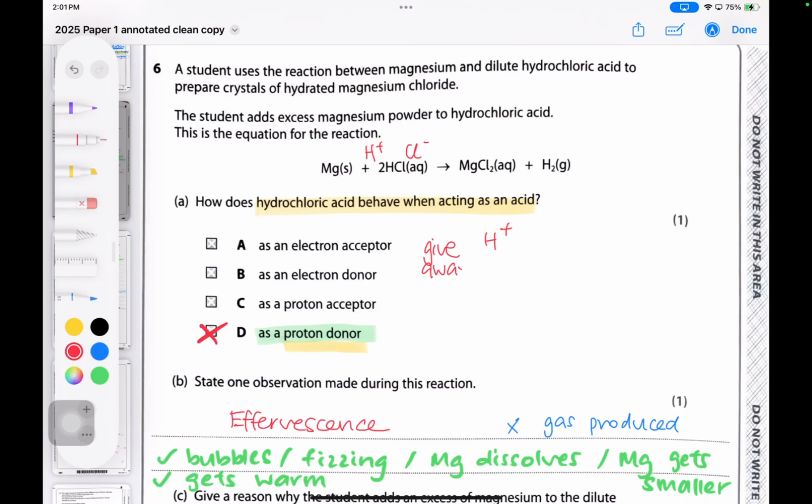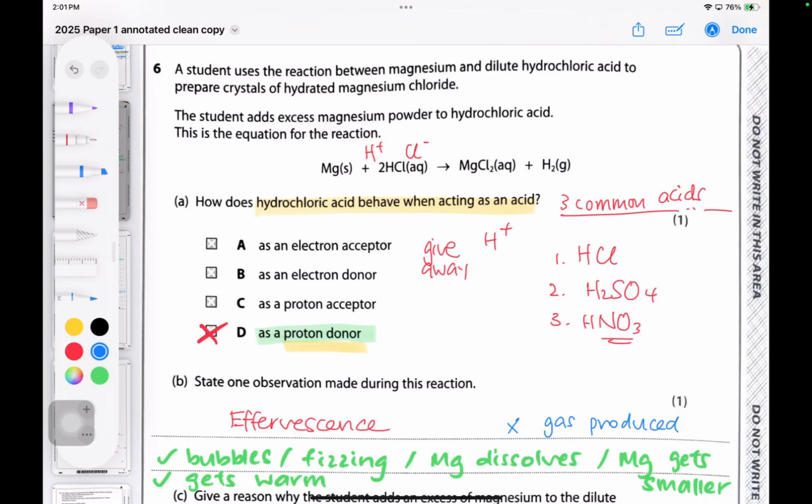Give away. And one thing about acid is, are you able to recall the 3 common acids? Well, actually in iGCSE I find that they prefer the first 2, hydrochloric acid and sulfuric acid. These are the formula, but I personally like to also include nitric acid because of the solubility of nitrate ions.